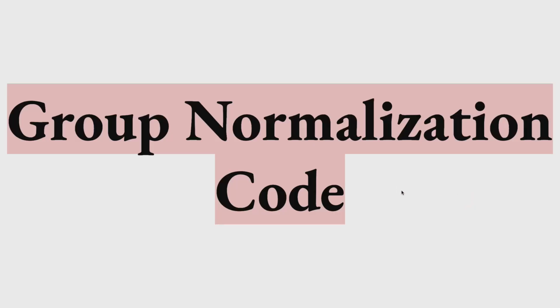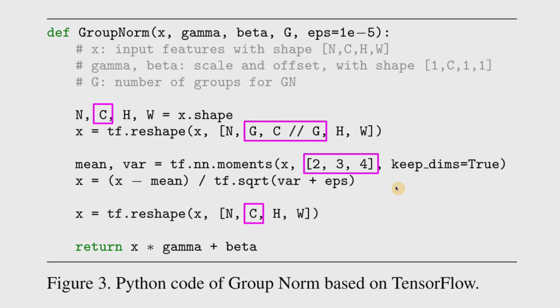Okay, so we have an understanding of how the mean and variance are calculated for group normalization as well as the other ones. Let's actually take a look at some code. This is the example they gave in the paper from TensorFlow. We have a group norm function. It takes the input x, it takes the gamma and beta learned parameters, it takes the number of groups g, and it takes a small value epsilon.